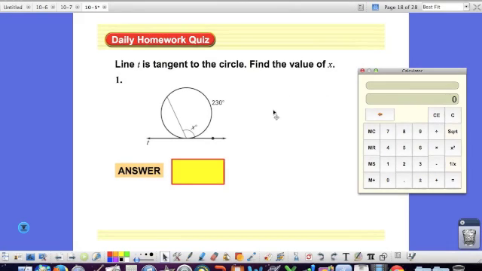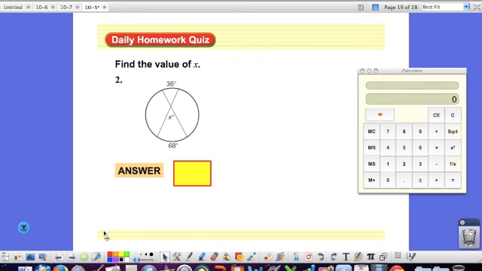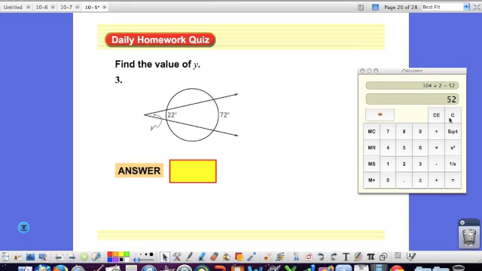It's time for the daily homework quiz. Line T is tangent to the circle. Find the value of x. 230 divided by 2 is going to be 115. For this one, to find x, 68 plus 36 is 104, divided by 2 is 52. For this one, 72 minus 22 is 50, and half of 50 is 25.